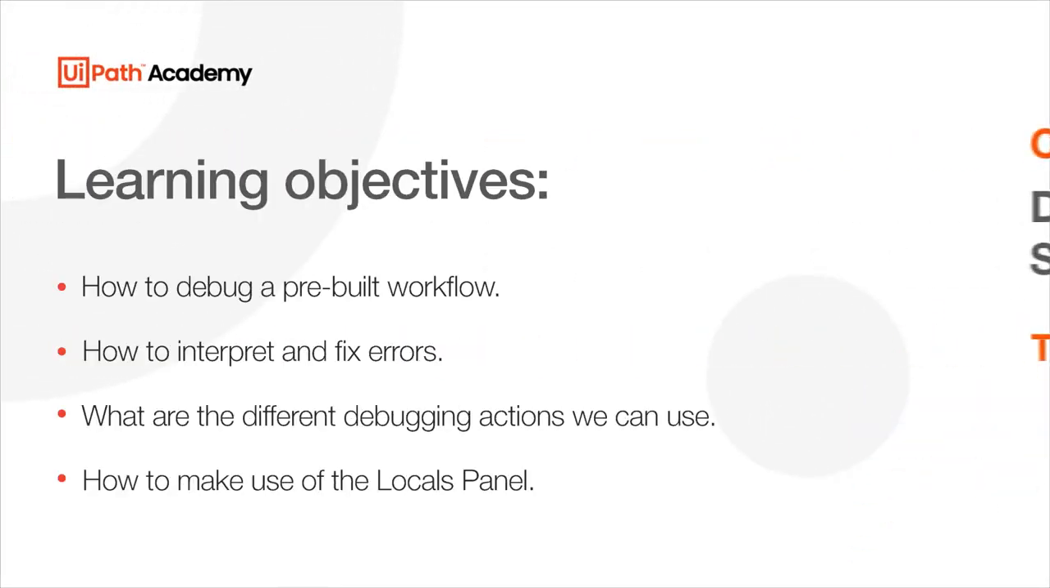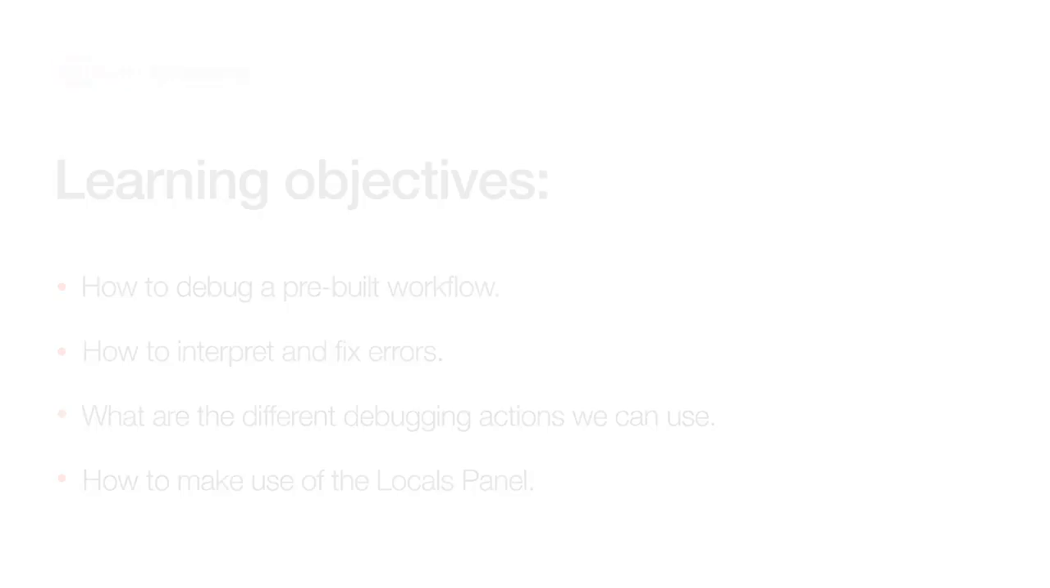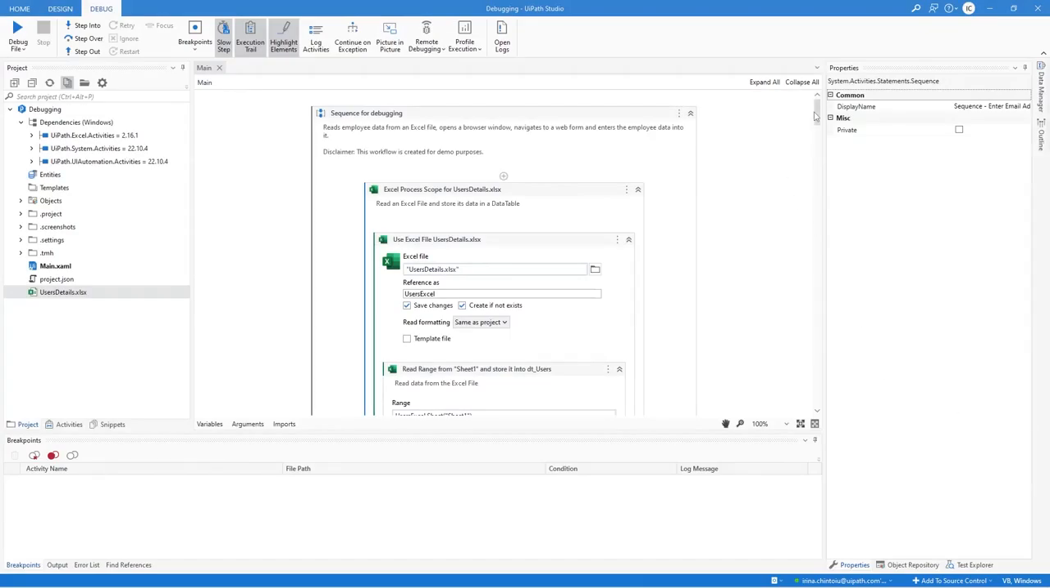As we progress through this demo, we'll learn how to debug a pre-built workflow, catch errors, use the different debugging actions, and make use of the Locals panel. Alright, let's begin. Let's take a look at the project that we'll use to showcase the debugging features.